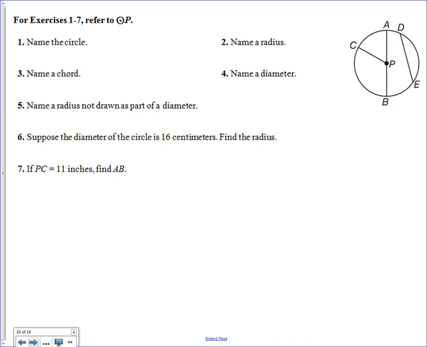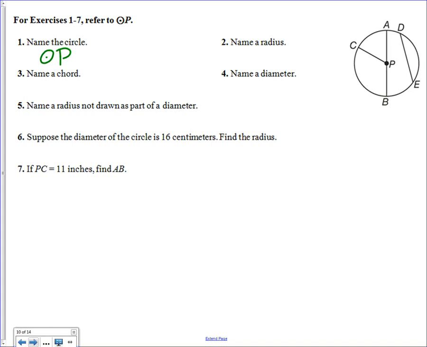All right, so some examples here. For exercises 1 through 7, refer to circle P, right? And that symbol we have there is our symbol for circle. So again, just like we have names for all of our other shapes, this is how we name the circle. The circle's name is based on the point of its center. The center of this circle is P. So the name of this circle is circle P.